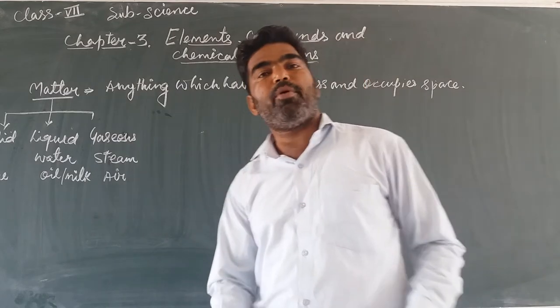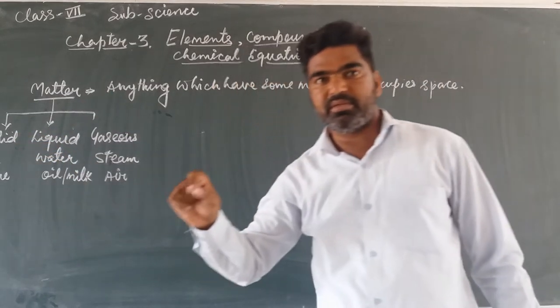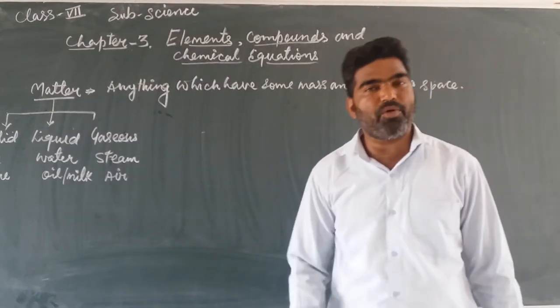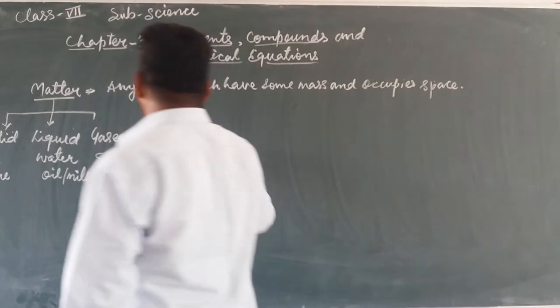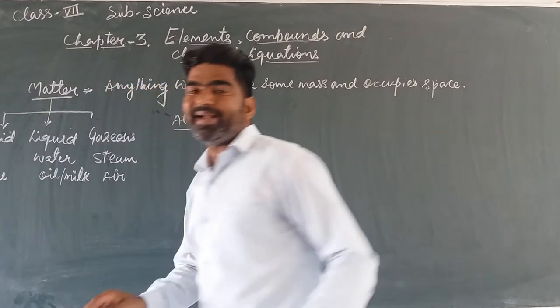So matter is made up of tiny particles, and those tiny particles make up all the matter in the universe. These are made up of small particles called atoms. So we can say that this is matter. So these are the material things.